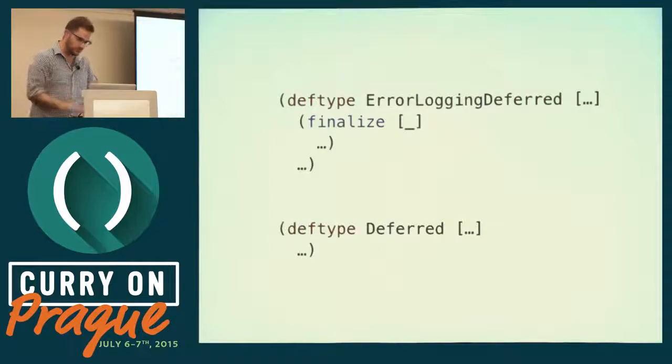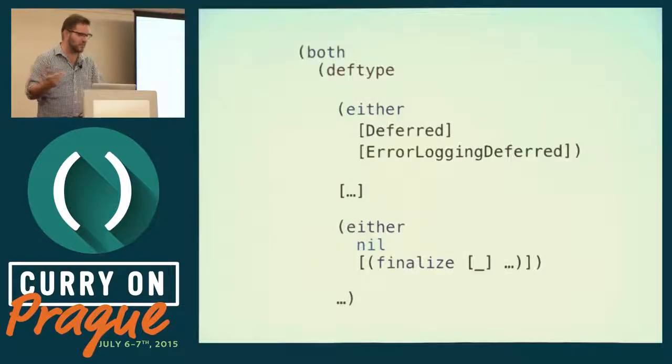And so I use a macro. And I want something that looks kind of like this. I have a both macro that wraps this. And at various places within this, I have some either clauses, right? Which says first what I want in the one class and then what I want in the other class. And so at the top here, I have deferred and error logging deferred. And I have nothing. And then I have the finalize method.